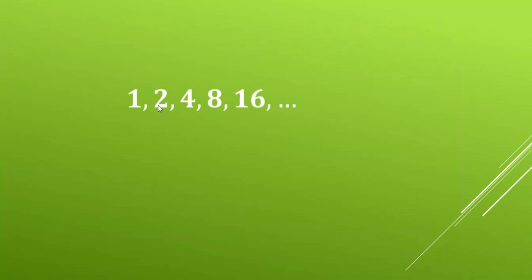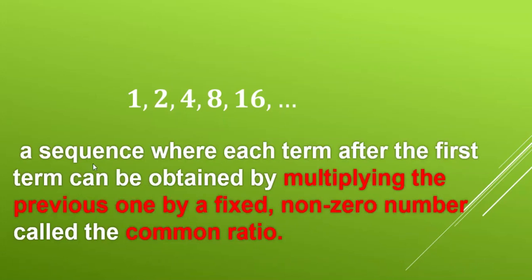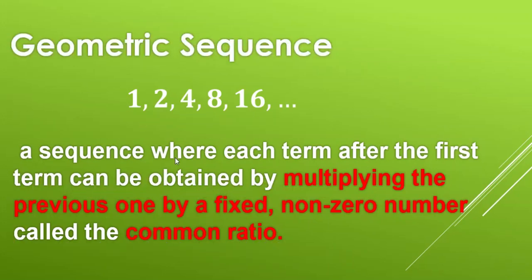So the sequence 1, 2, 4, 8, 16, and so on is a sequence where each term after the first term can be obtained by multiplying the previous one by a fixed non-zero number called the common ratio. For this case, you will observe that each term is multiplied by 2 to get the next term, and that is the common ratio. When you have a common ratio, then that is a geometric sequence.